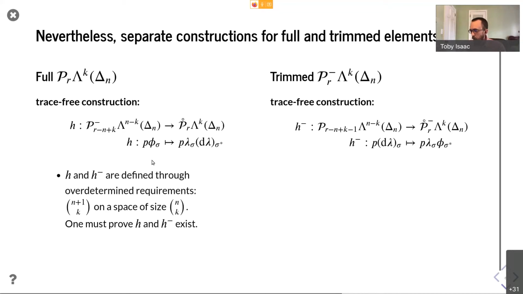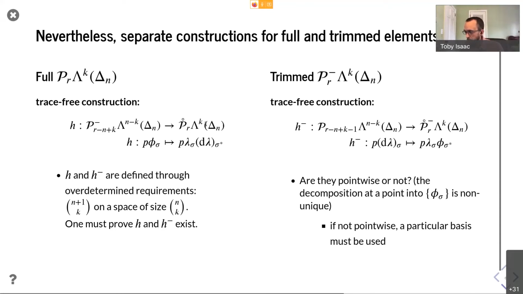So the important thing to note about these definitions that you see in these works is that these are overdetermined, right? Because we're specifying an operator based on inputs and outputs of size n plus 1 choose k when the size of the space is only n plus k. So this is like trying to specify a matrix with more than n squared indices. So first you have to show that h and h minus exist.